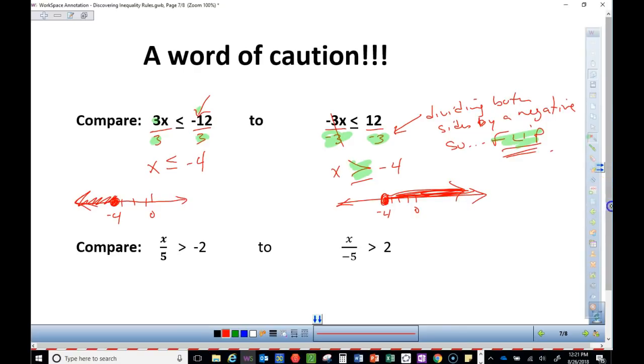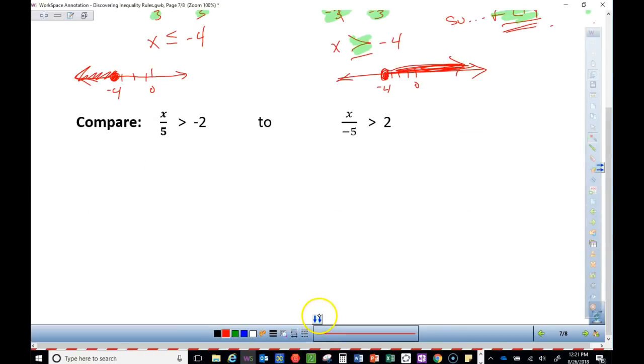Okay, now when we compare these two, this would almost never happen because we never usually see a negative down here. But if it did, here's the difference. On this one, we have x divided by 5, so we have to multiply both sides by 5 to get rid of the division, and x would be greater than negative 10. Done, okay? X is greater than negative 10.